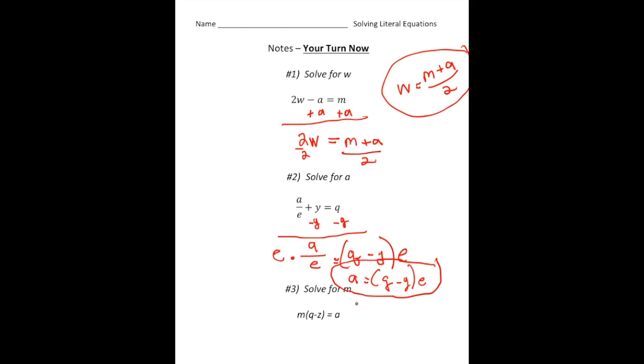And last we're going to try to solve for m. So this is m times q minus z equals a. Remember, the opposite of multiplying is dividing. So what we can actually do is just divide both sides by q minus z. So m is going to equal a divided by q minus z. And there it is. All right, how'd you do?